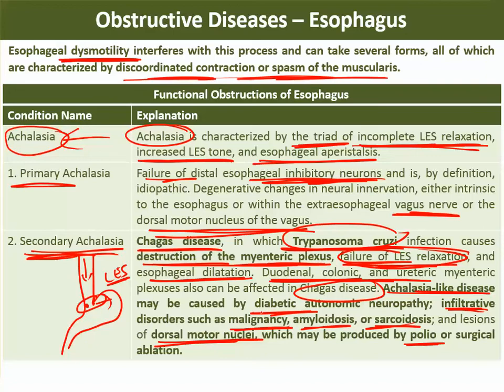Other diseases also mimic it. For example, diabetes can mimic Chagas disease, very commonly. But age is very important. We know his blood glucose level will be elevated, and all other findings will be there to come to a conclusion.